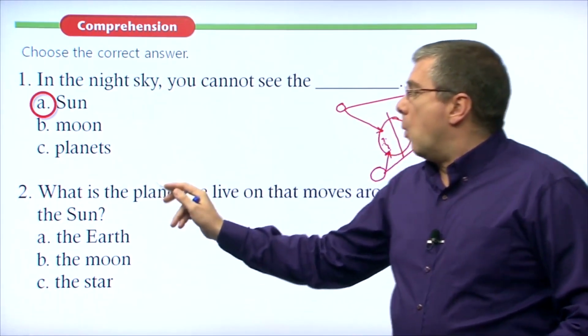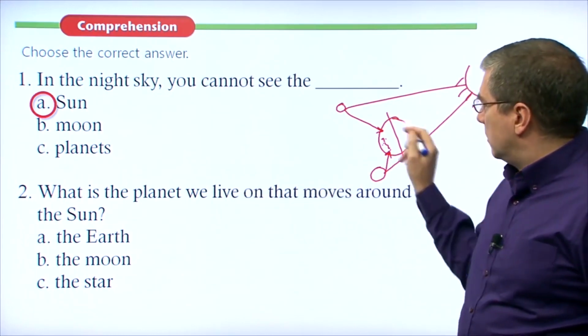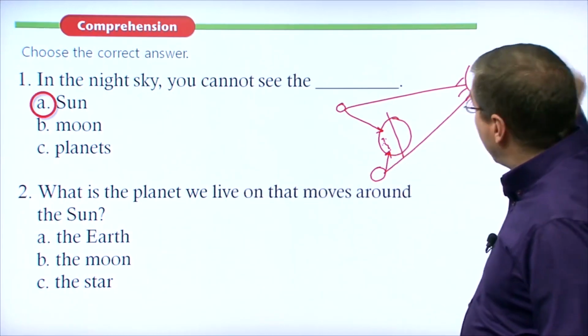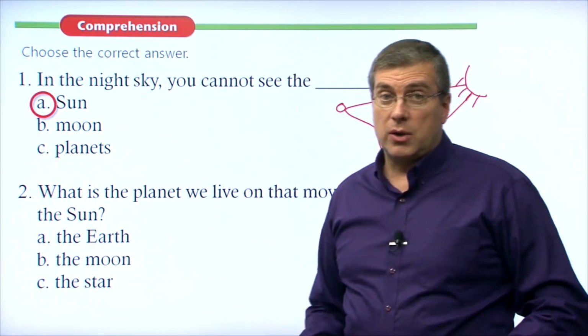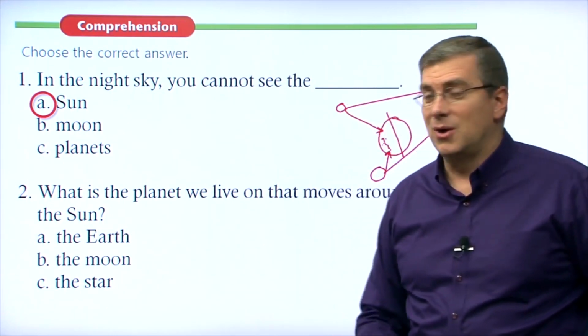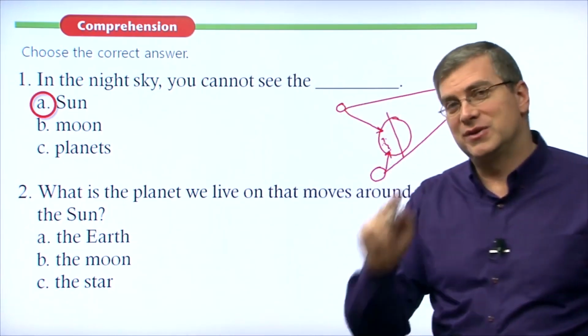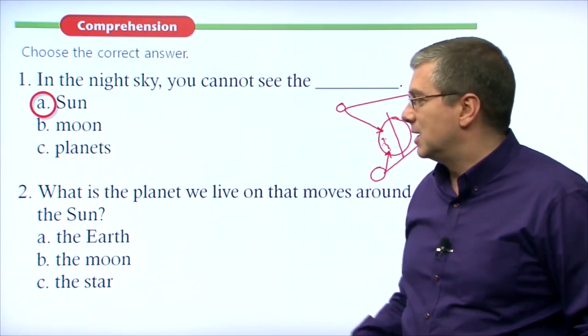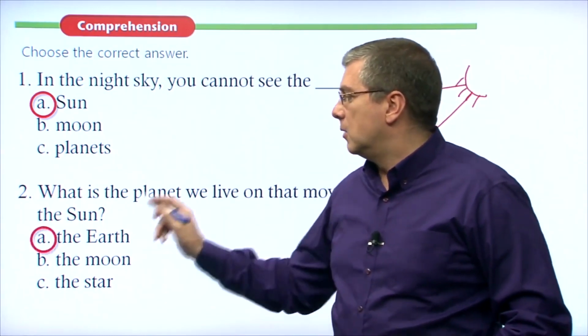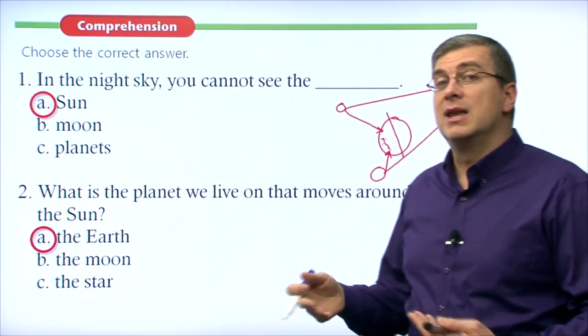Number 2. What is the planet we live on? What is this planet that moves around the sun? Do we call it the Earth? Do we call it the moon? Or do we call it the star? If you said yes when I said the Earth, you are right. It's the Earth. We call this planet that we live on the Earth.